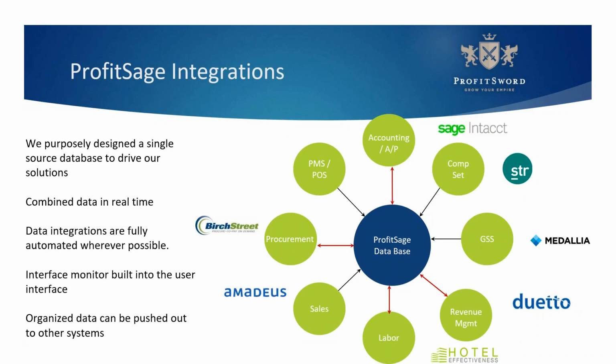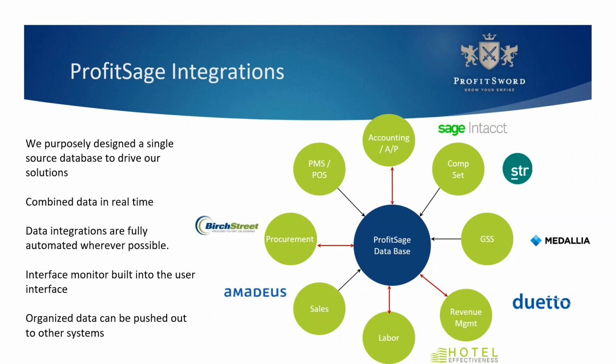What we do at ProfitSword is we create a model that looks very similar to this concept, where data from different systems is gathered together in an automated fashion to create a database that normalizes or standardizes that data so that you can use it. We call that the Profit Stage database. It's a true business intelligence type of database.